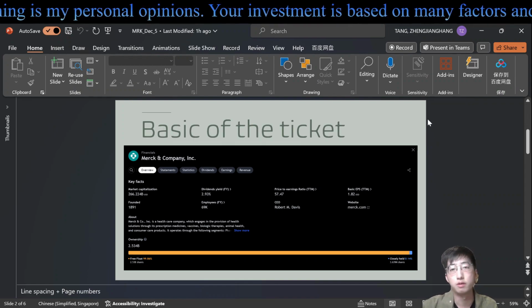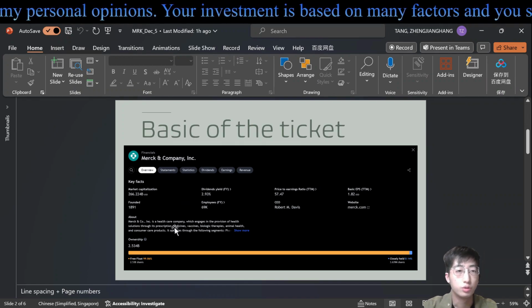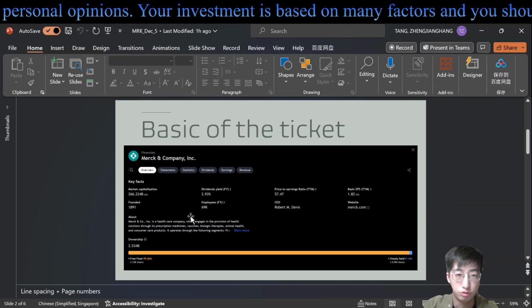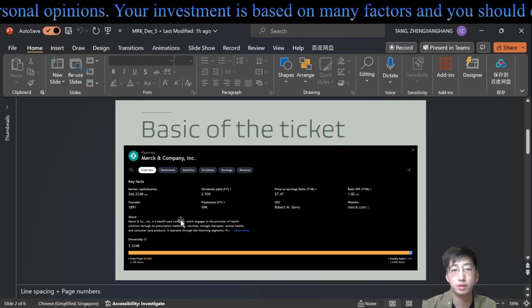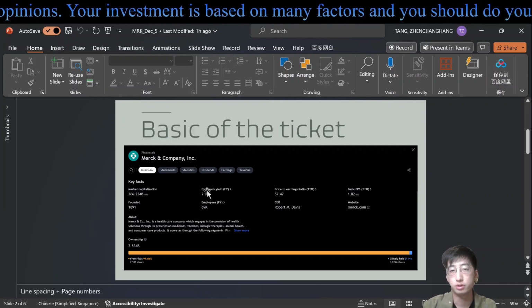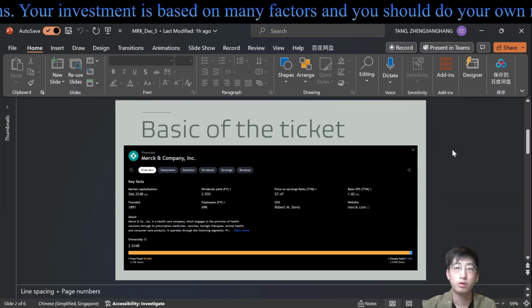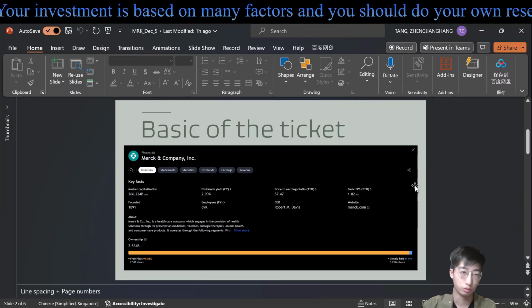So let's look at the basics of this ticker. We have this company called MRK. It's in the healthcare industry. Healthcare should traditionally be a defensive industry, with low or even negative correlation with the market. So generally, when the market doesn't do well, you should perform well.